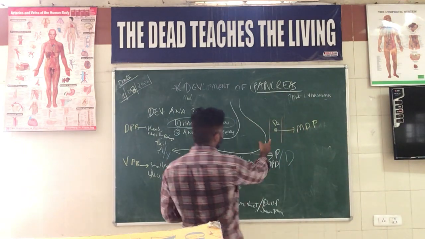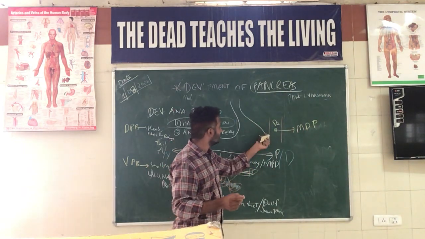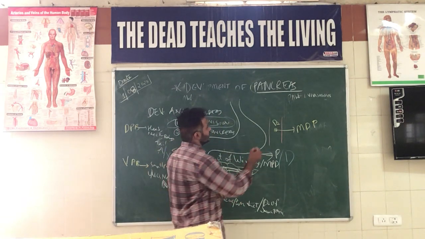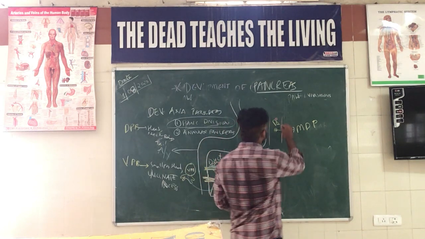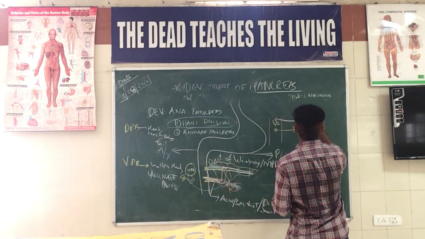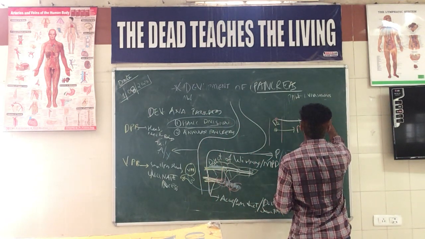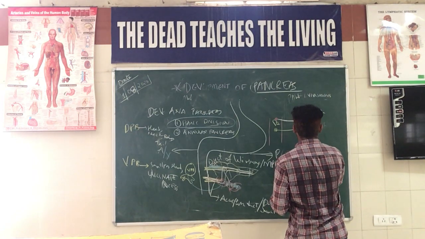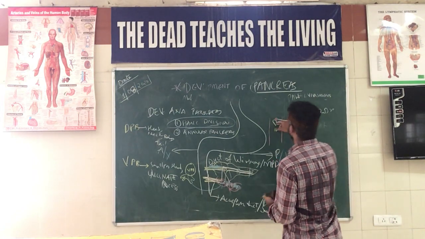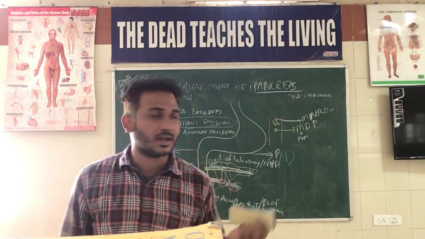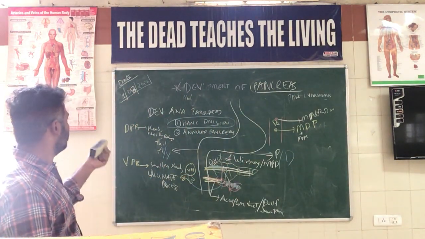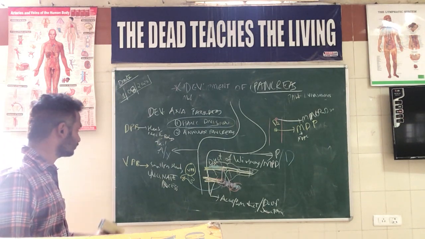So in such conditions, in the second part of the duodenum, we have one more structure called the minor duodenal papilla. This is minor, this is major. The minor duodenal papilla in the D2 will be open. So this is about the congenital anomaly called pancreatic divisum.